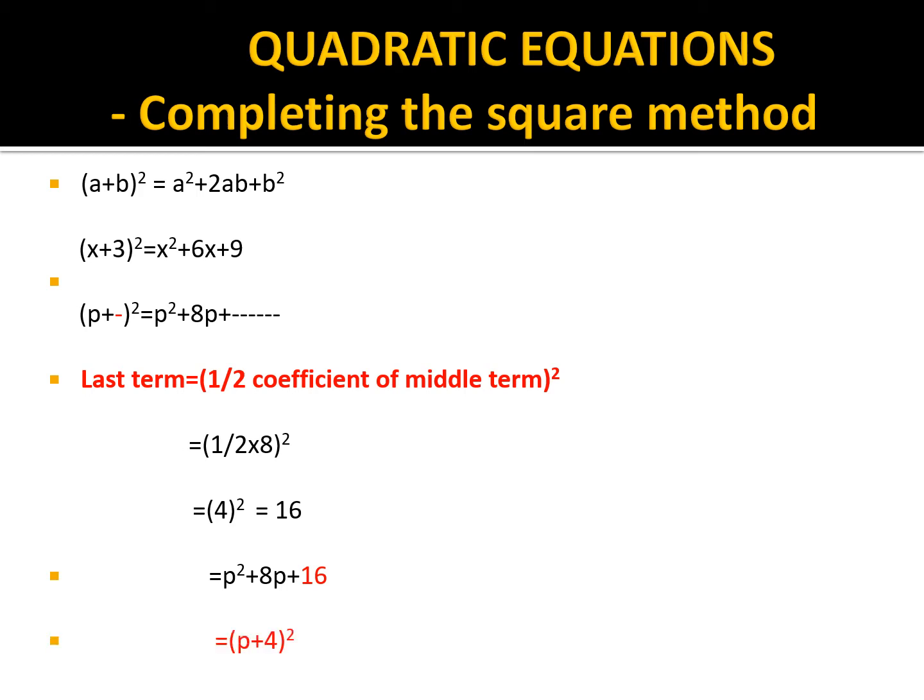Because the square root of 16 is 4, and we take a positive sign because the middle term and the last term have a positive sign. Therefore, p plus 4 the whole square gives us p square plus 8p plus 16. We shall solve the sums by this method.